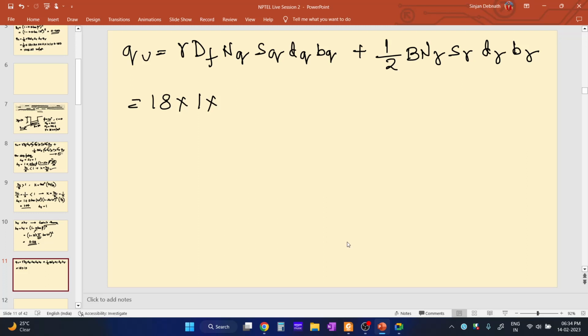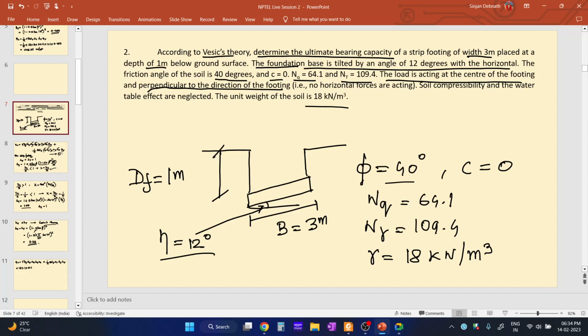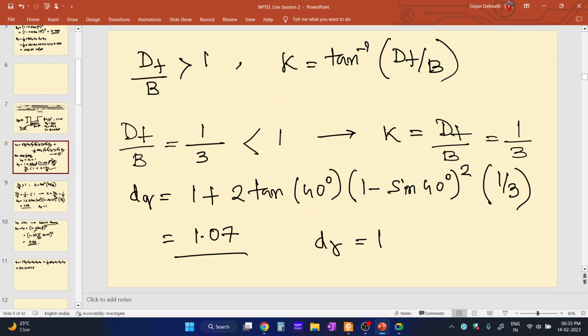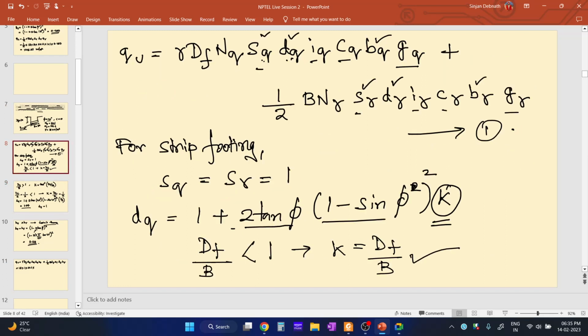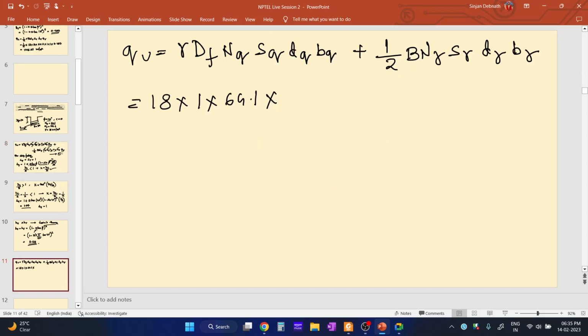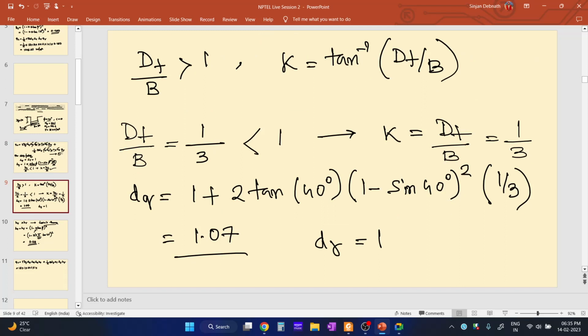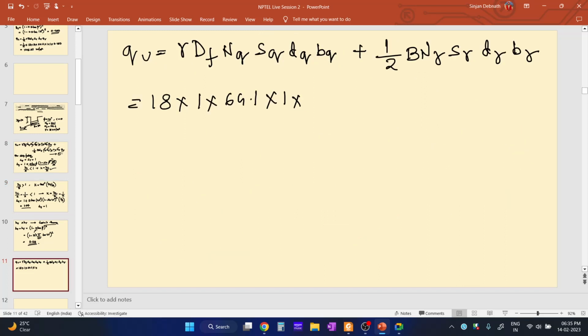The value of NQ is 64.1. And what is the value of SQ, DQ? The sloping factor for strip footing, SQ and S gamma, is equal to 1. So SQ is equal to 1. And what is the value of DQ in this case? The DQ we calculated, the DQ is 1.07. So DQ is equal to 1.07.